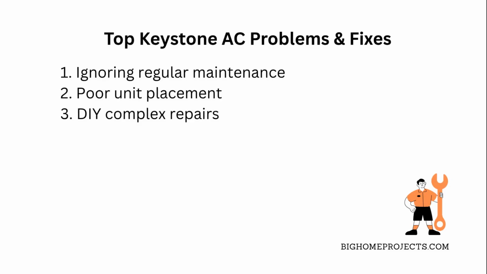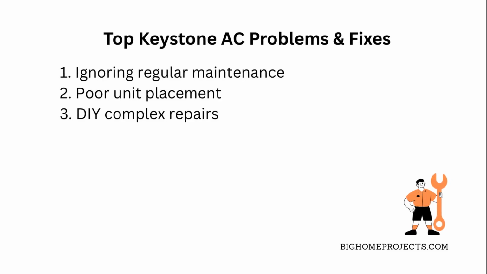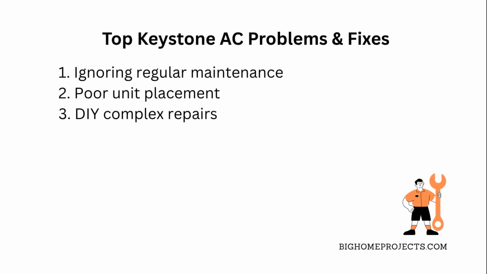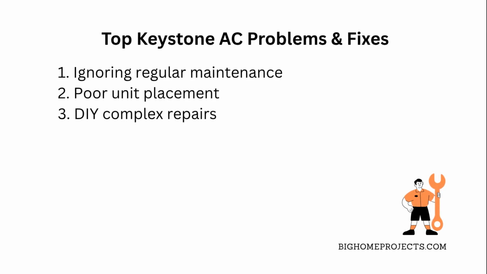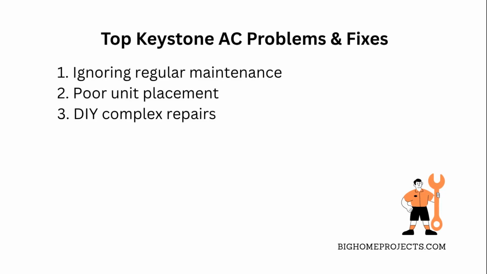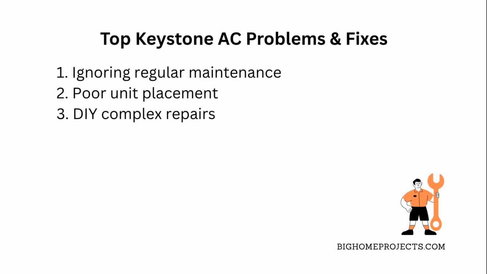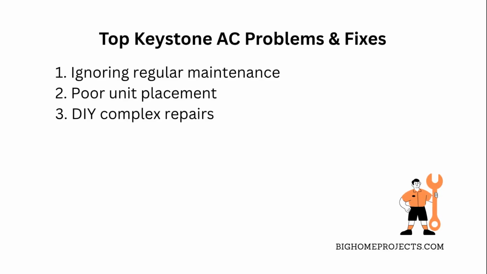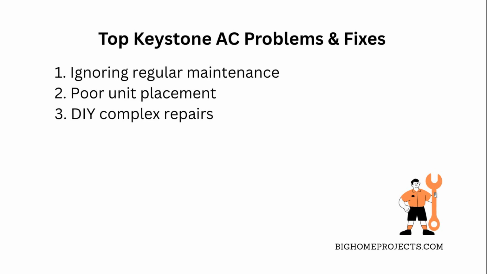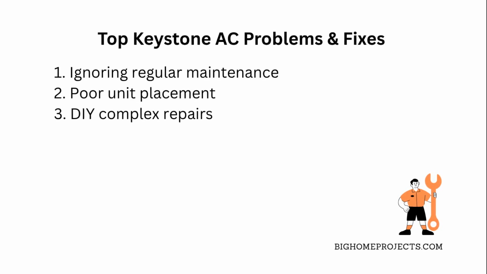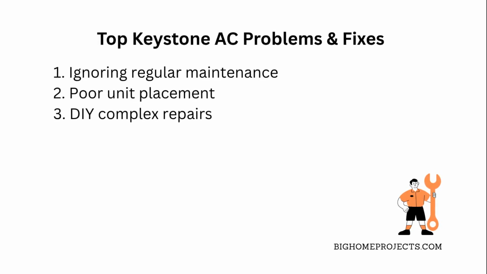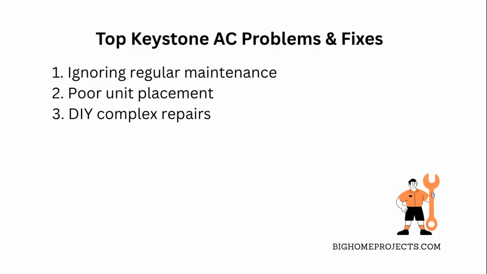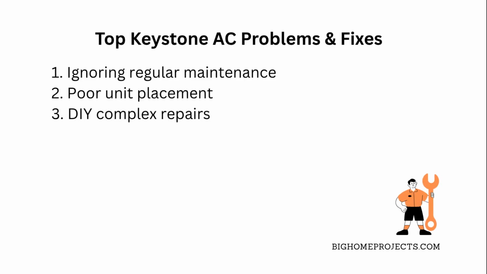One of the biggest mistakes people make with window air conditioners is ignoring regular maintenance like cleaning filters and coils, which leads to poor cooling and short cycling. Another common problem is placing the unit in a spot where airflow is blocked or it's exposed to too much sun. Fixing this by moving it or shading it helps a lot. Lastly, trying to fix complex issues like compressor failure without professional help can make things worse and cost more in the long run. Calling a trusted technician or considering replacement is usually best.